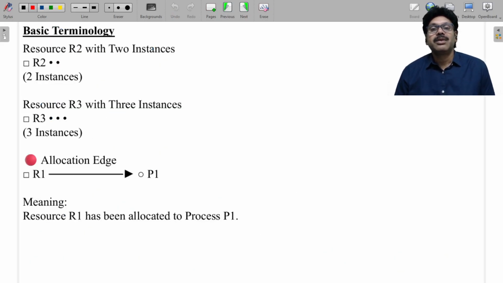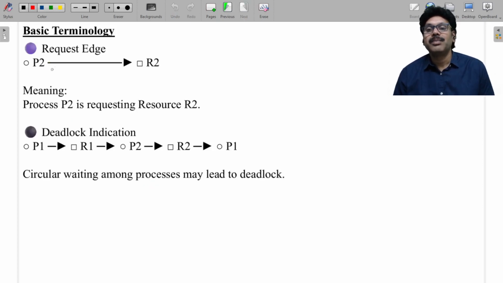So this is the meaning of the basic terminology. R2 has two instances, R3 has three instances, R1 given one copy to P1, then P2 is requesting one copy of R2 because there is one arrow only. And this is the deadlock indication.